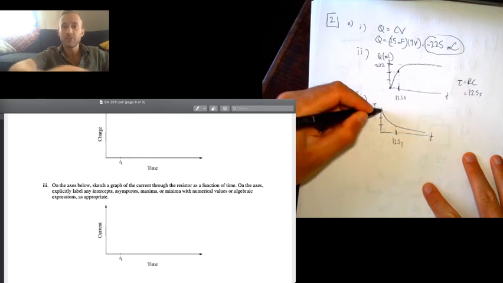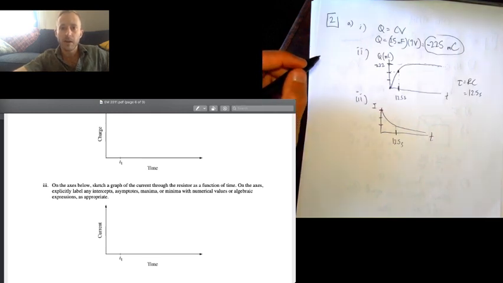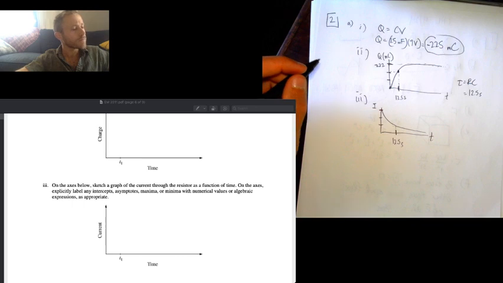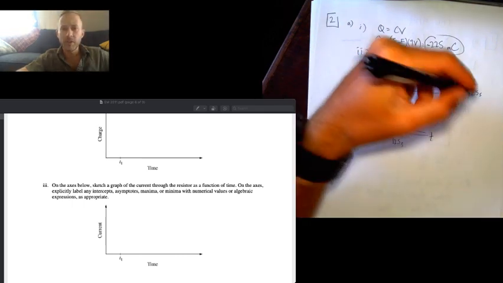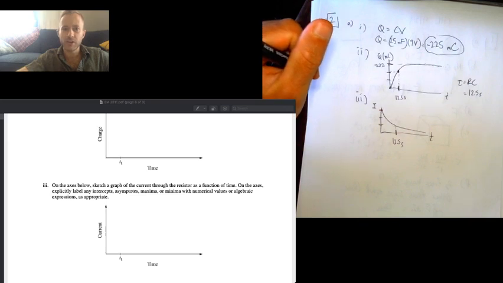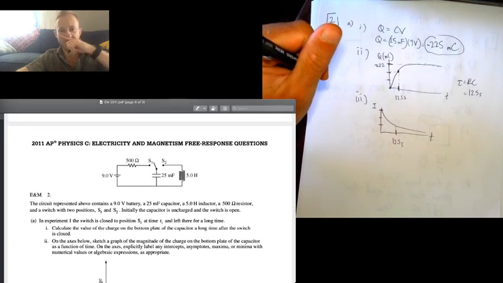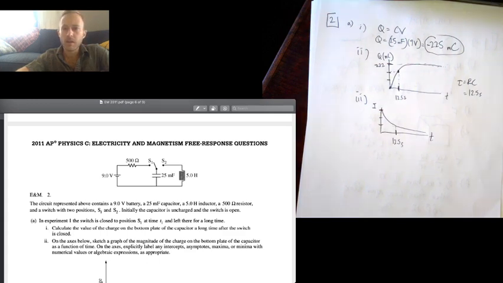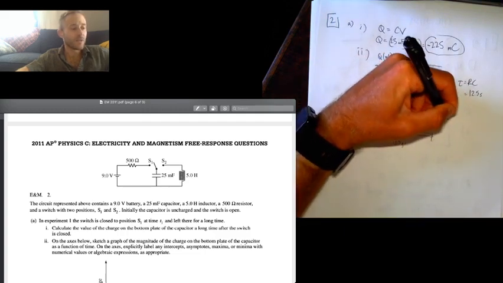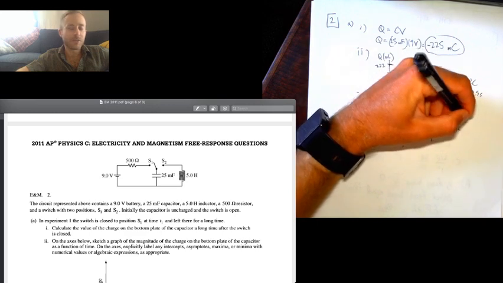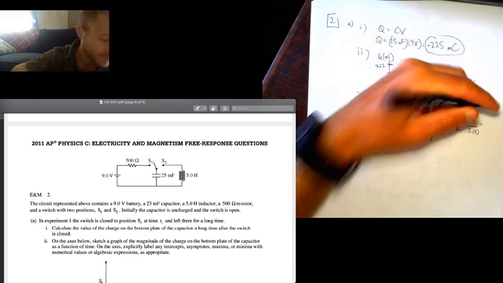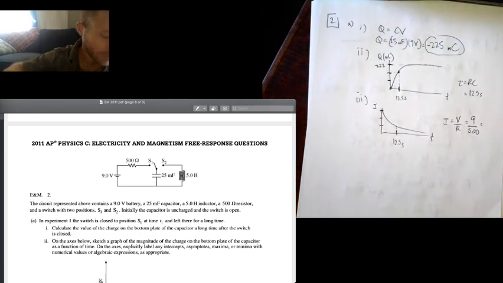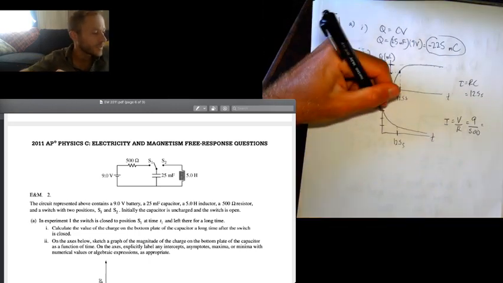How do I figure out the initial current? Well, if we think about it, the capacitor starts out uncharged, which means it has no voltage drop across it, which means at time 0, all of the voltage drop of the battery is across the resistor. So we have I equals V over R, which equals 9 over 500. So the current is going to start out at 18 milliamps.